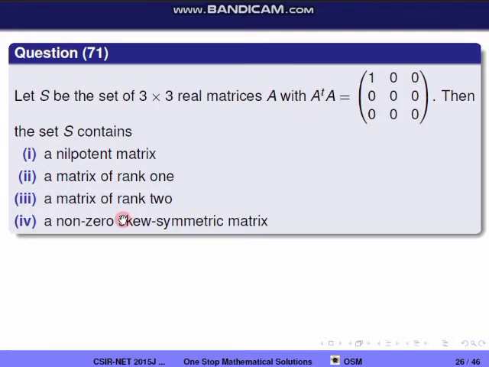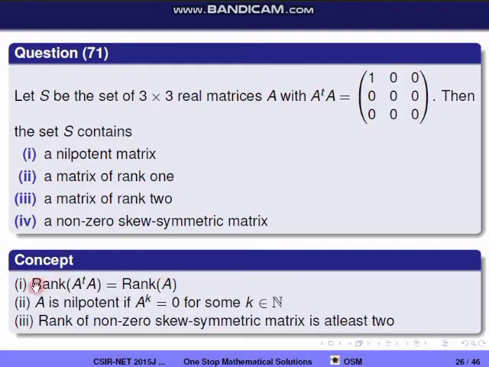We look into the concept used. Rank of A transpose A is equal to rank of A. A is nilpotent if A power k is equal to 0 for some k belongs to N. And rank of a non-zero skew-symmetric matrix is always at least 2. Now we'll move on to the question.